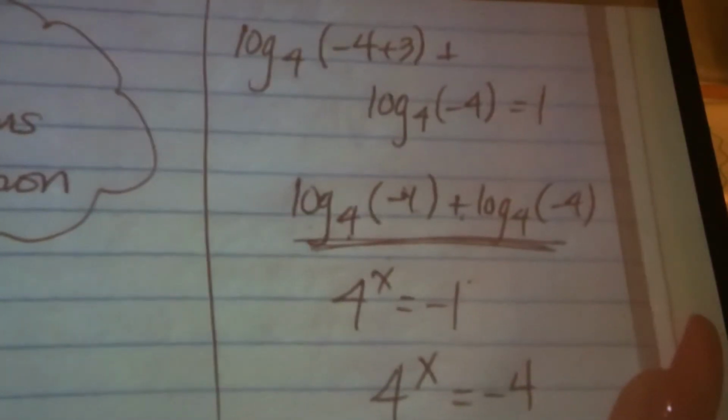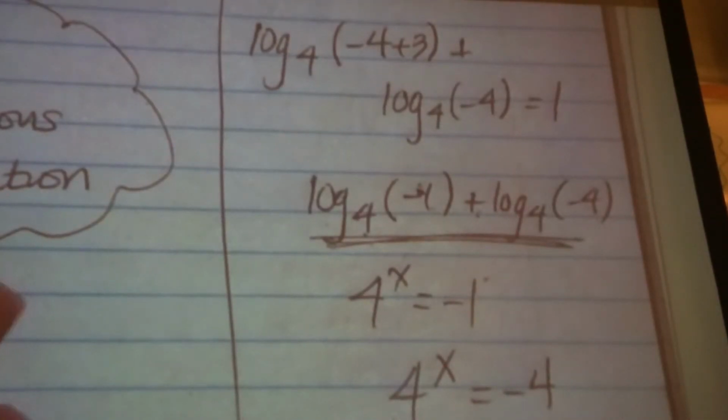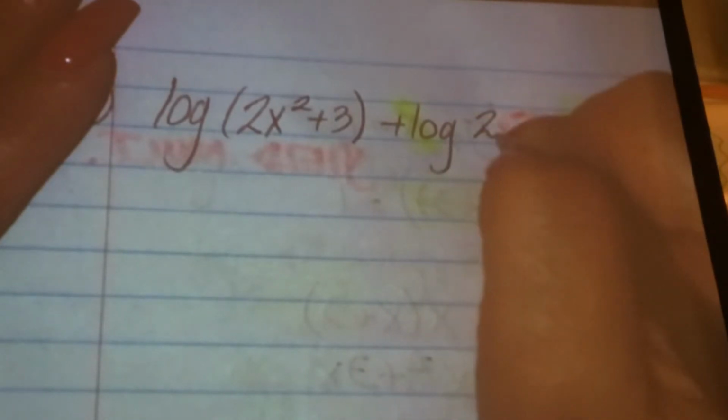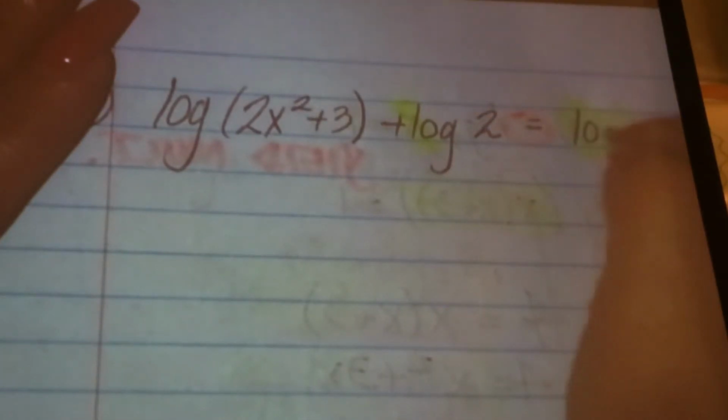Let me make sure you guys are okay with that. You guys okay now? Let's try a doyo, okay? Try this one on your own. It's going to be number 11 from tonight's homework, which is log base. There's a log base what if I don't put a number there? 10. Very good. So log of 2x squared plus 3 plus log of 2 equals log of 10x.